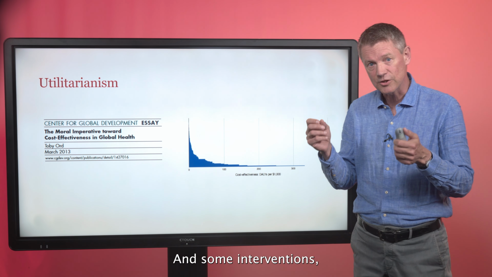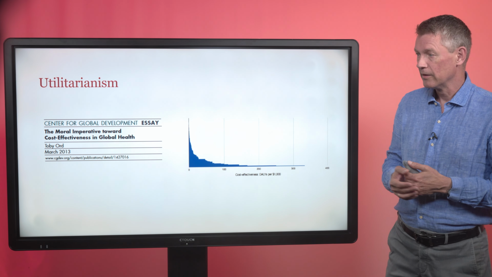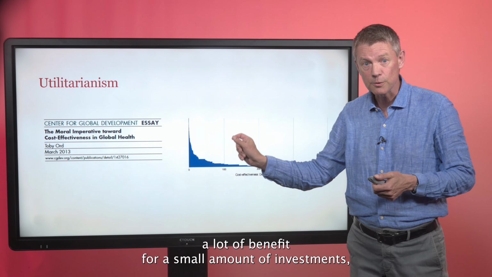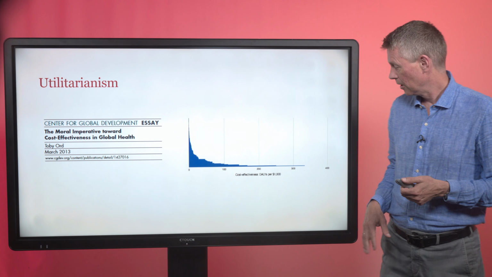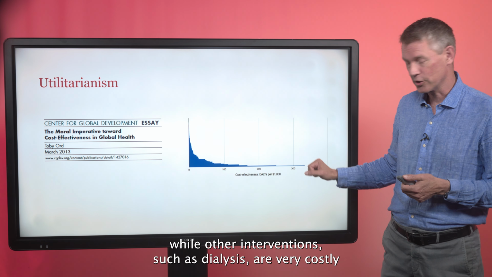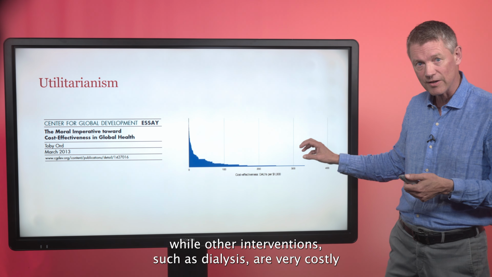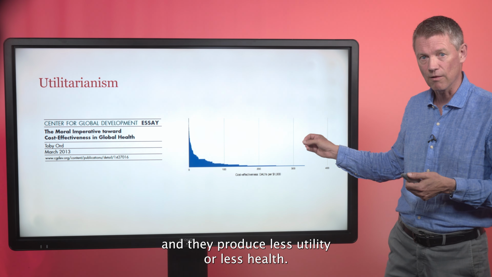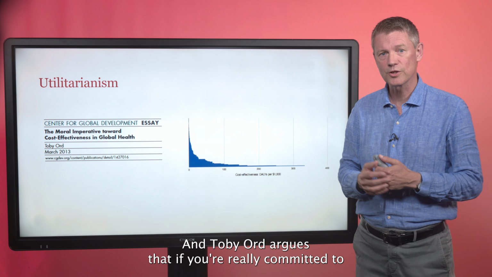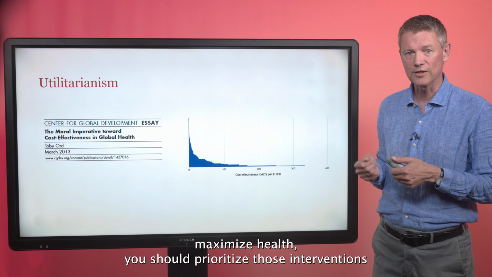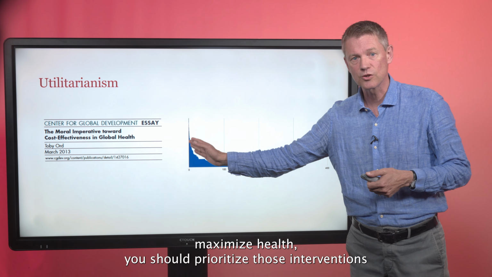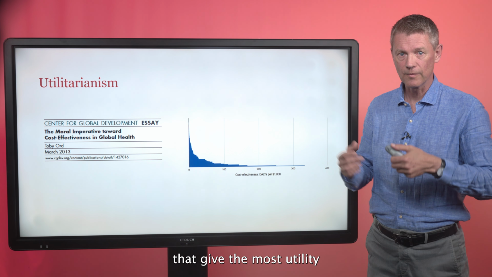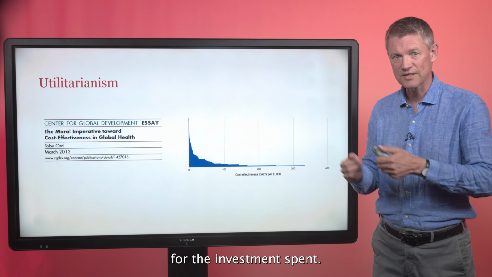And some interventions, vaccines, for example, can produce a lot of benefit for a small amount of investment, while other interventions, such as dialysis, are very costly and they produce less utility or less health. And Toby Ord argues that if you're really committed to maximize health, you should prioritize those interventions that give the most utility for the investment spent.